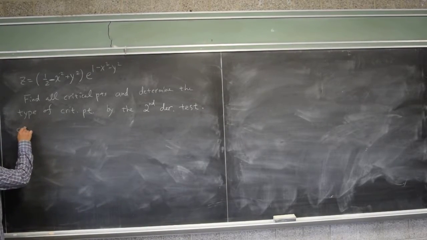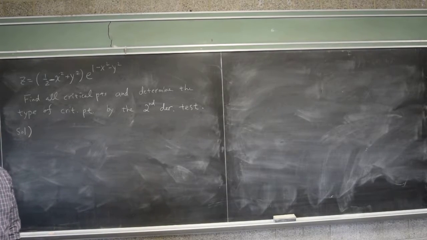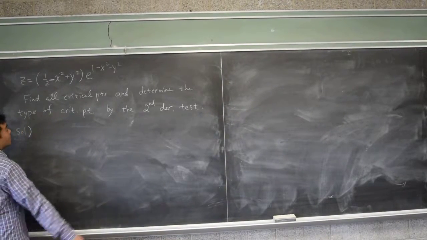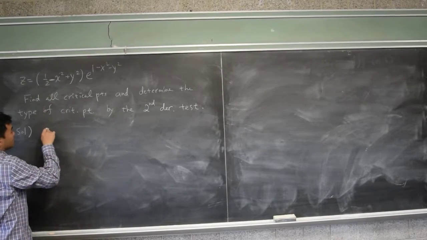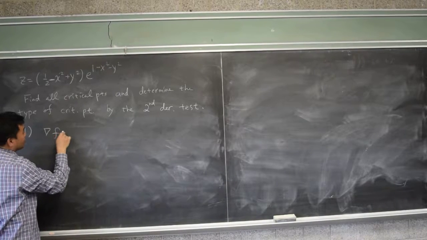Alright, so let's try this one. So first, to find the critical point, what do you do? Set what equal to 0? Gradient equal to 0. So you have to compute the gradient first. So let's find the gradient of this function, let's call this f.